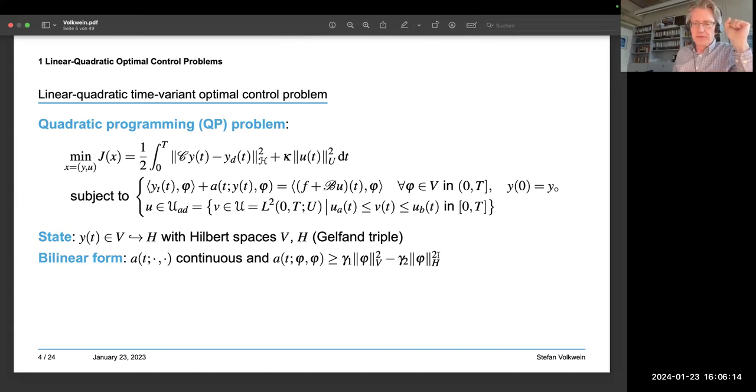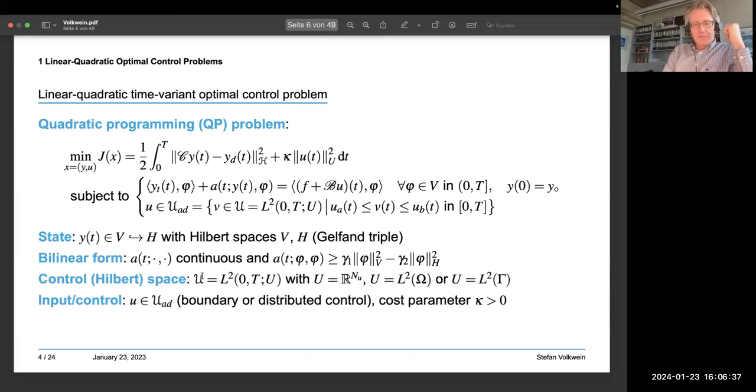It is called weakly coercive because we have this negative term here, with the stronger topology in front, and at the end you have something like, for example, the L2 topology. So there's some space left for a minus term in the bilinear form, in contrast to the Lax-Milgram lemma for elliptic equations. We have a control space.